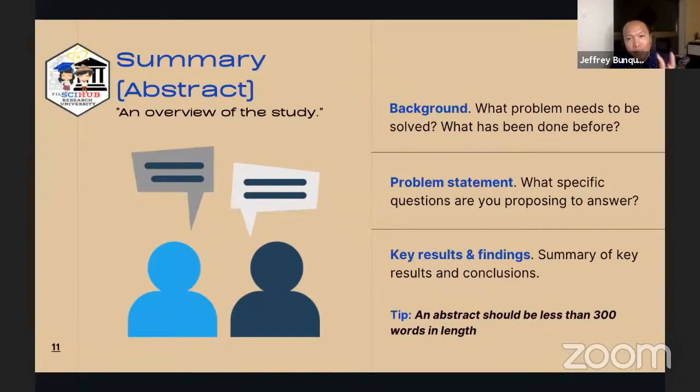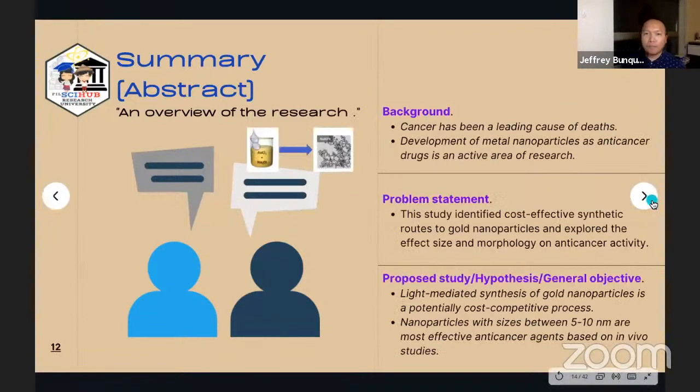So again, yung abstract po yung unang lumalabas when you do database searches. Kapag nag-search ka sa Google Scholar or SciFinder or other scientific article databases, like most of the search engines would spit out the title, the authors, and the abstract. So again, write your abstract properly. Okay, and this is an example.